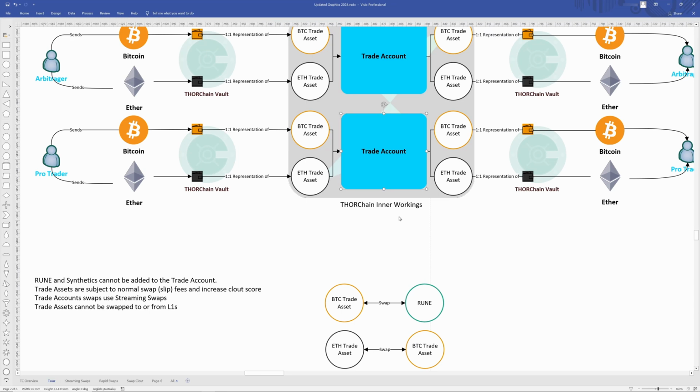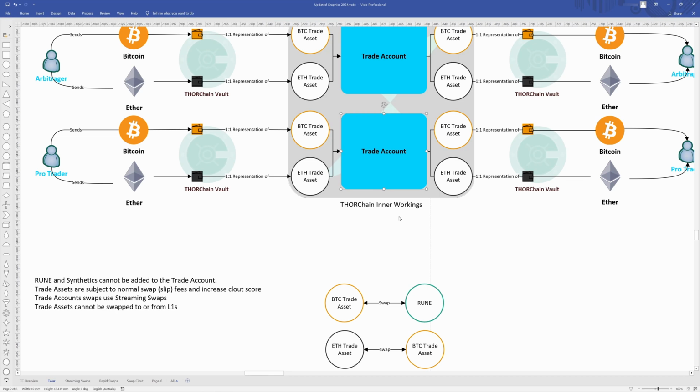They never leave the trade account. It's not like synthetics where they're held in a person's wallet. They live literally inside of a trade module, a specific THORChain module. And the swapping is really an accounting change to move in and out of the pools.